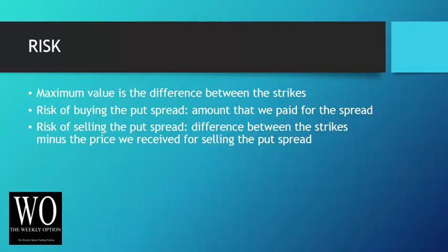It's going to be the difference between the strikes. So that's the value of the spread again, minus the money that we receive. So just like in the situation where we sell a call spread, let's say the maximum value of the spread is $5 and we receive $1 when we sell it. That means our maximum risk on selling that spread is $5 minus $1, which is $4.